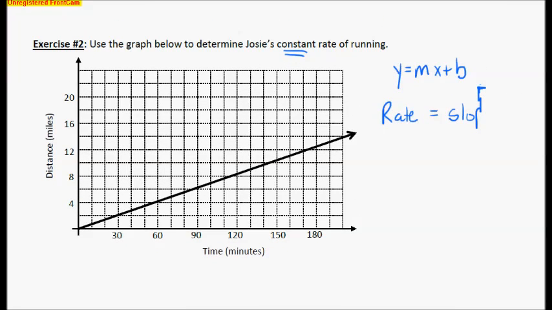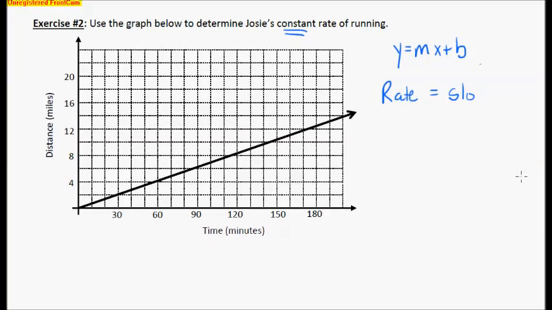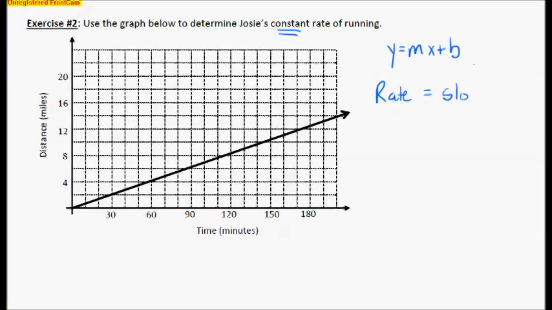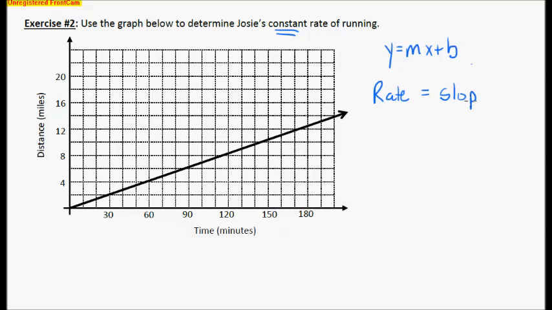And it did it again. I gotta get that out of there. I gotta watch that. Okay, so rate is going to be the same thing as slope. Let me finish my wording there. There we go. Okay, so if I can figure out my slope off this graph, then I can figure out her rate at which she ran.